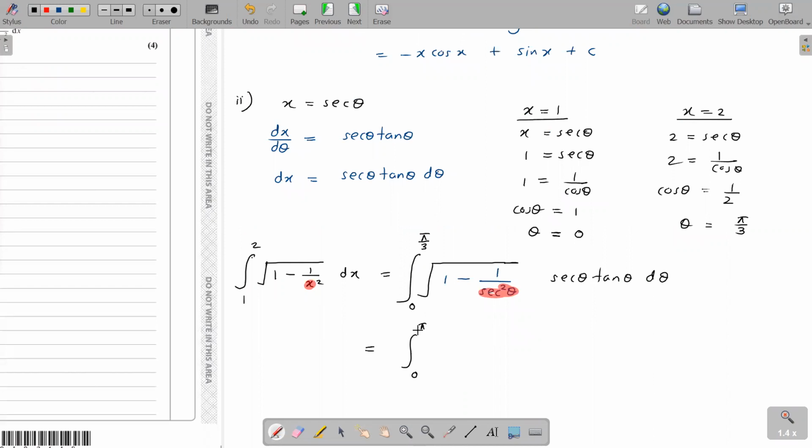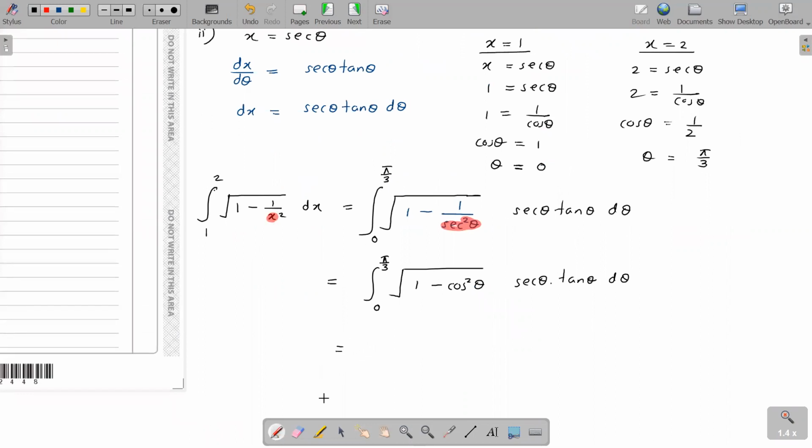So from 0 to pi over 3, root 1 minus 1 over sec is cos. So 1 over sec square is cos square theta, into sec theta tan theta d theta. So what do we know about 1 minus cos square? We have our most used identity here, isn't it? You know the rule, sine square theta plus cos square theta equals 1. So 1 minus cos square theta is what? If sine square theta plus cos square theta equals 1, 1 minus cos square is sine square theta. Do you agree with me?